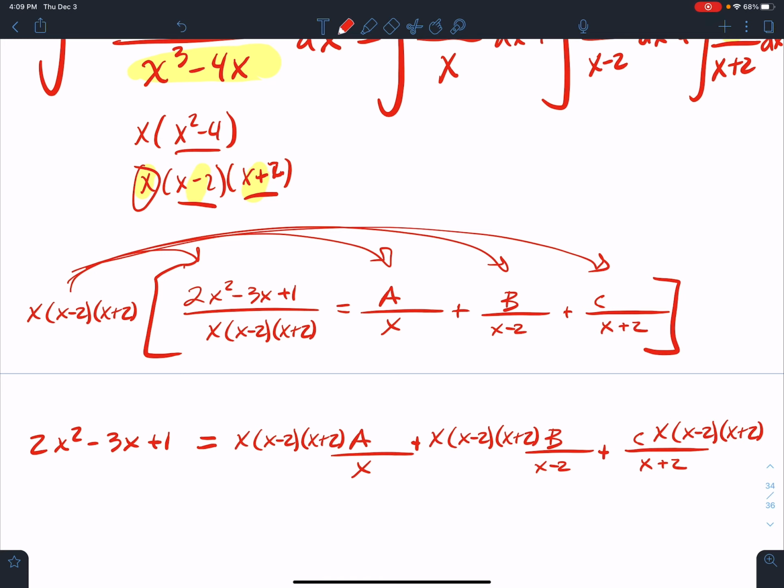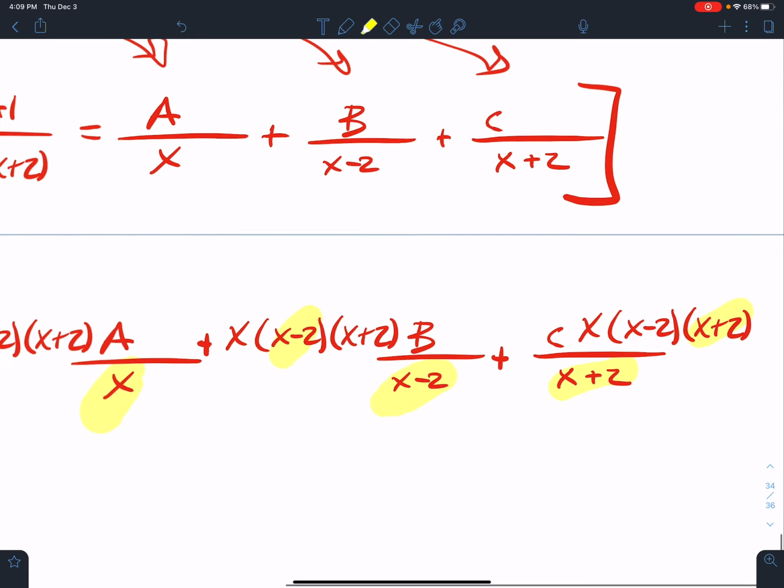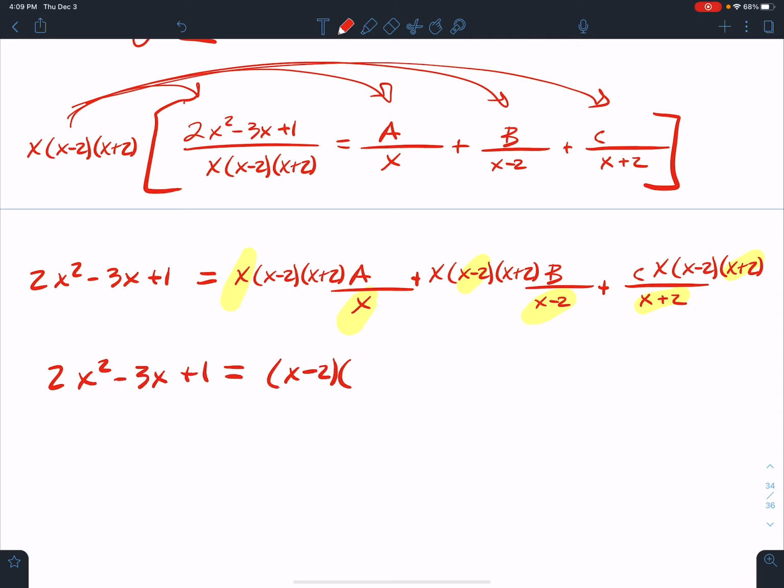Okay. And so what cancels? Well, the x's cancel there. The x minus 2's cancel here. And then the x plus 2's cancel there. So I can simplify this a little bit. I get 2x squared minus 3x plus 1 equals x minus 2 times x plus 2 times A, plus x times x plus 2 times B, plus x times x minus 2 times C.